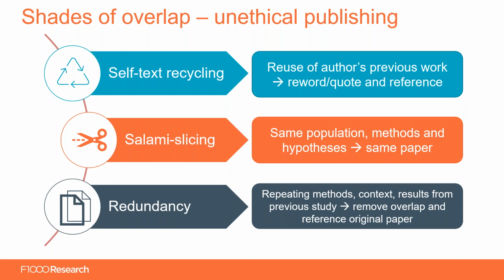Salami slicing refers to cutting a piece of research into several papers when it should only be reported in a single paper, because it can skew the literature and can be misleading. And essentially, if it has the same sample populations, the same methods, and the same hypotheses, it should be reported in a single article. Redundancy refers to when parts of previous papers are being reintroduced. So, for example, if you are reusing the same methods or reusing the same data set, you shouldn't really be going into the same amount of detail as previously, but the original text should be referred to and not repeated, with in-text citations.